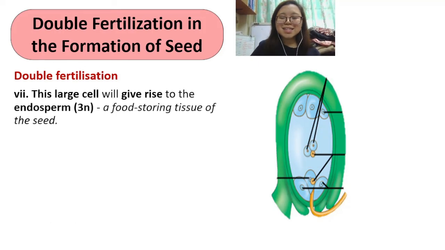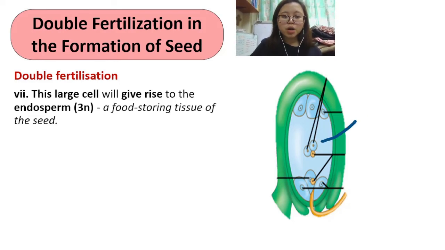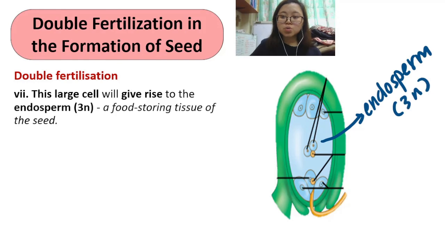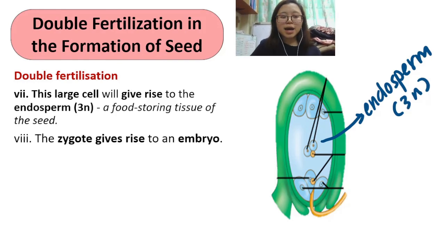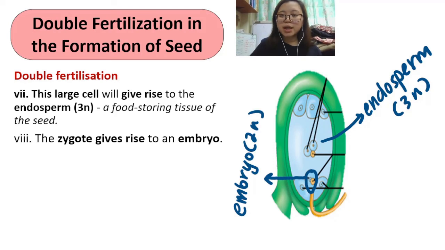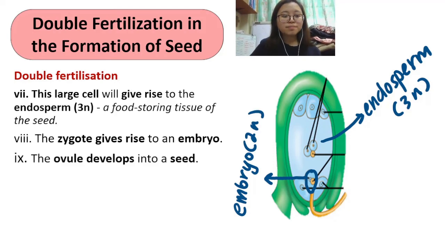This large cell in the middle will give rise to the endosperm, which is a food storing tissue of the seed. And this zygote will give rise to an embryo, which is diploid, and that will become your new plant.